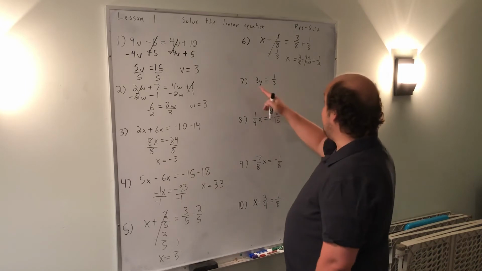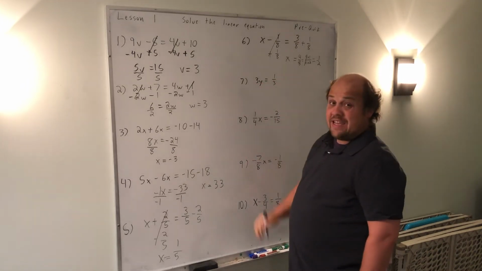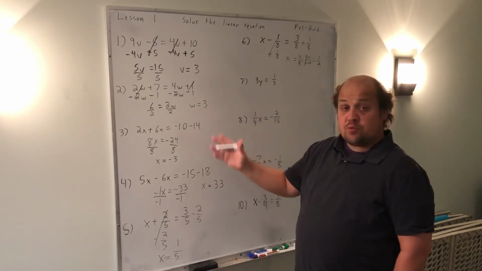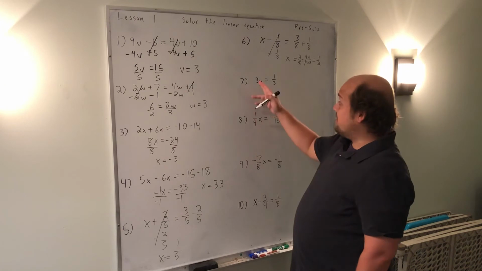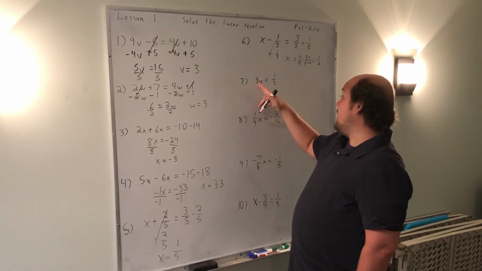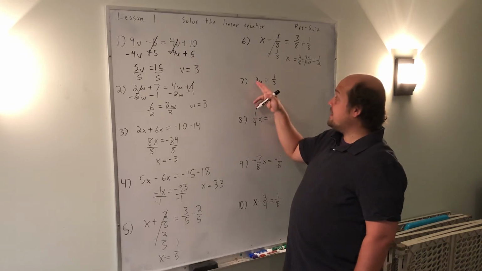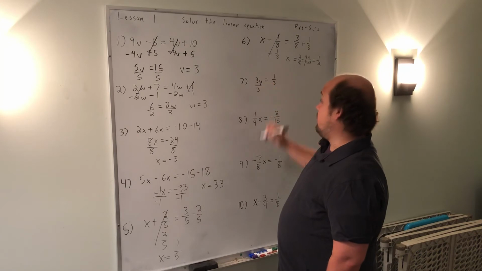In problem 7, we have 3 times y equals 1/3. Little tricky here. Your mind wants to say, well, I'll just multiply both sides by 3 and y will equal 1. But that's not what's going on here. Because if I multiplied by 3, I wouldn't get just y. I'd get 9y. In this case, 3 times y is what we want to undo, so we want to really divide by 3.